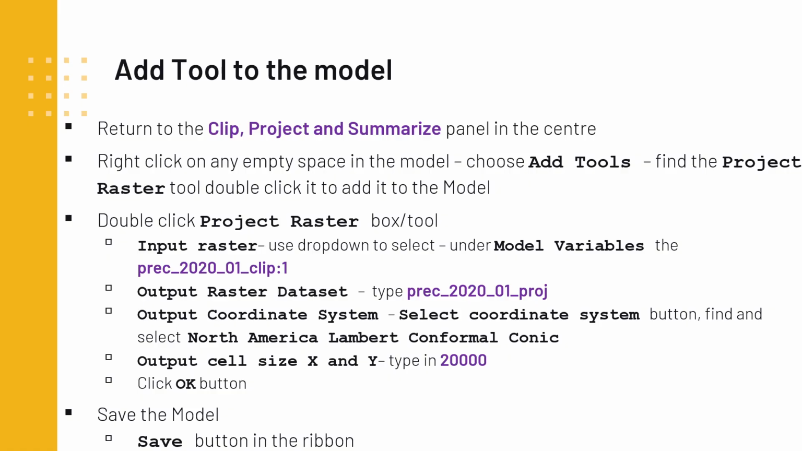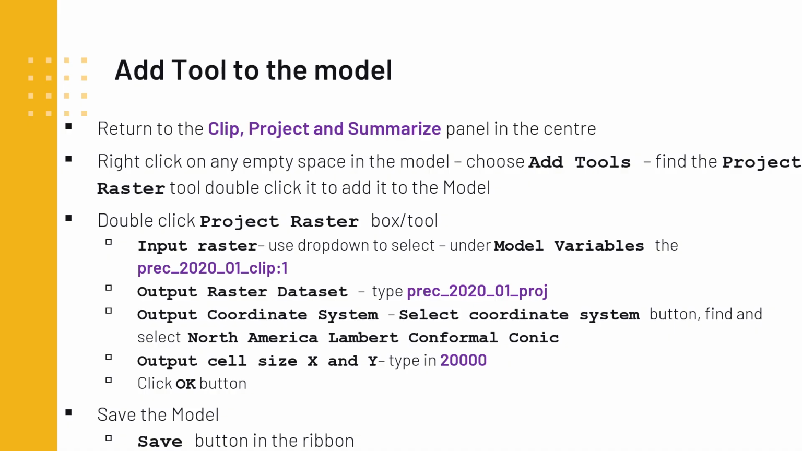Once it's in the model, I'd like you to double click on the box that has Project Raster in it. That's going to bring up a window. For the input raster, use the drop down and under model variables, select PREC_2020_01_clip:1. Then for the output raster dataset, you're going to type in PREC_2020_01_proj.